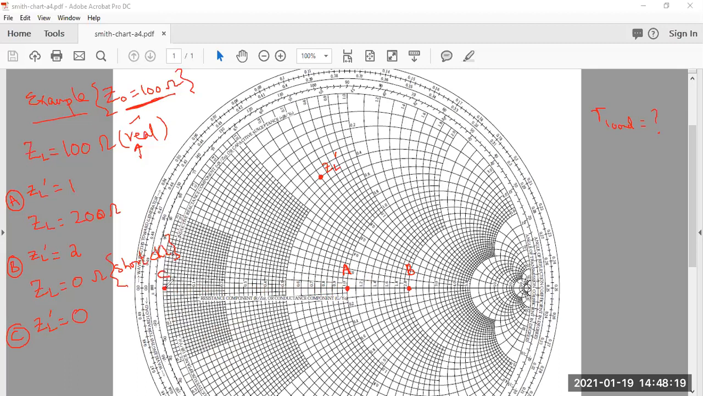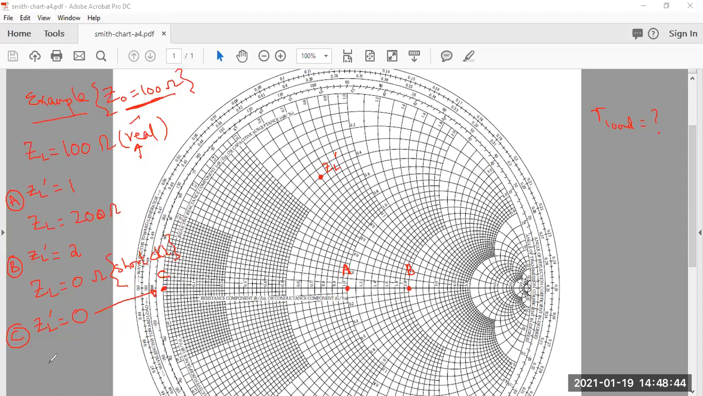This is a very common point that we will use many times in microwave engineering. So make sure that you remember that ZL dash equal to 0 is a short circuit load. The short circuit load location on the Smith chart is at the extreme left side, which is this point, which I have clearly marked.